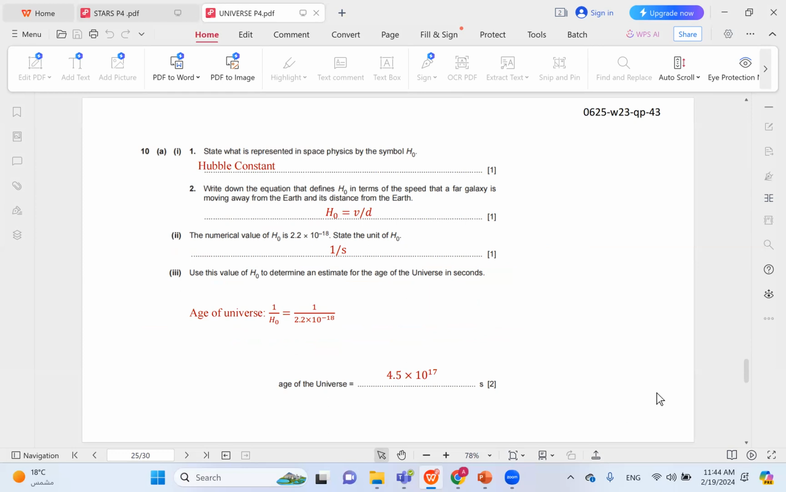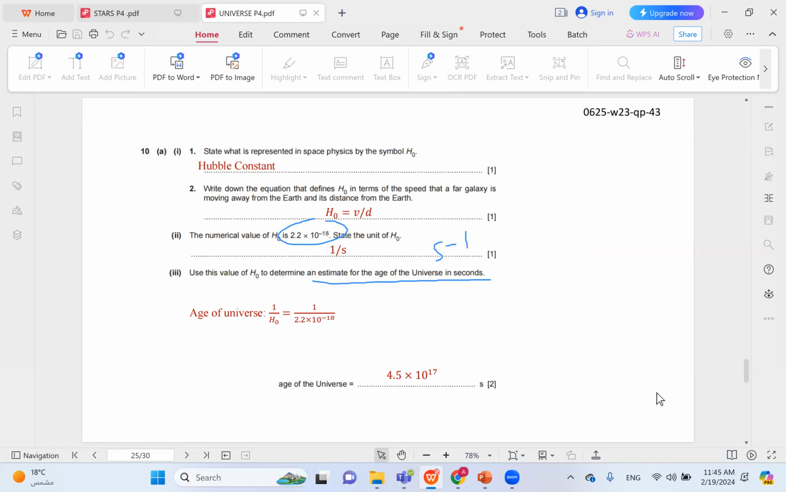We said that the equation is h naught equals v over d, or like 1 over time, which therefore the unit would be 1 over second, or second power negative 1. This would have also been the correct answer here. Just writing s power negative 1 would have also worked. And they gave us the numerical value here. And in III, they're asking us to estimate the age of the universe in seconds.